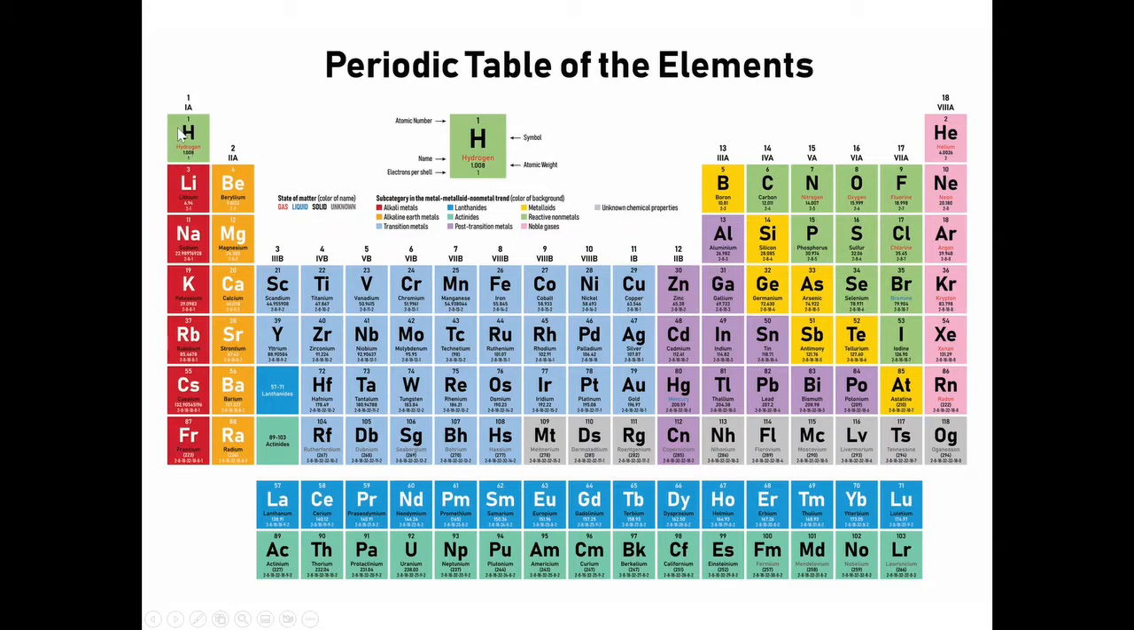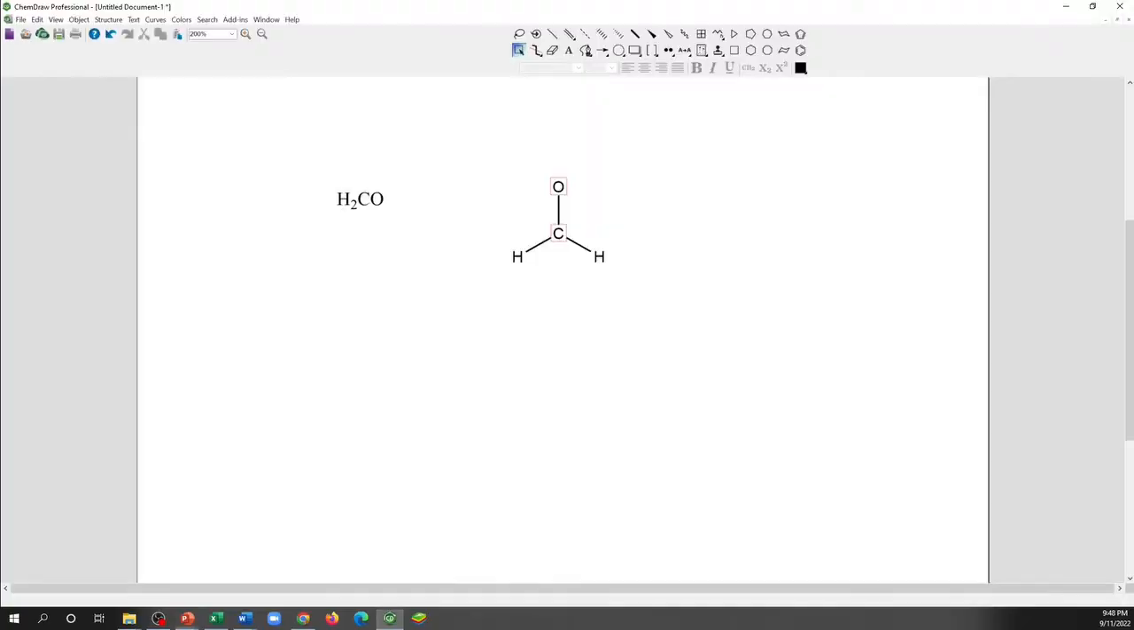Things in the first column have one valence electron. Things in the fourth column, so we jump across the middle here, we go 1, 2, and then this is 3. Use the Roman numerals here, 3A, 4A, 5A, 6A, 7A, 8A. Those tell us how many valence electrons these compounds have. Hydrogen has 1, carbon has 4 valence electrons, and oxygen has 6. Knowing that, we go back.